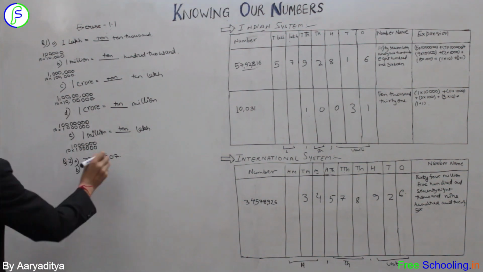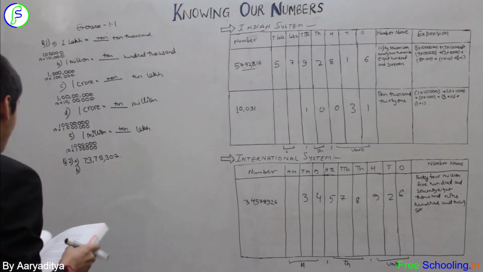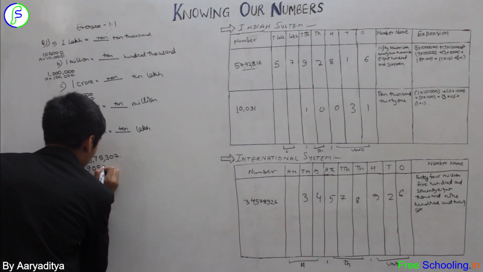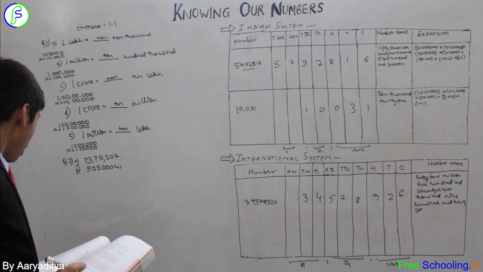We got the correct answer. So now for the B part, 9 crore 5 lakh 41. This is how you write the numeral for the question.